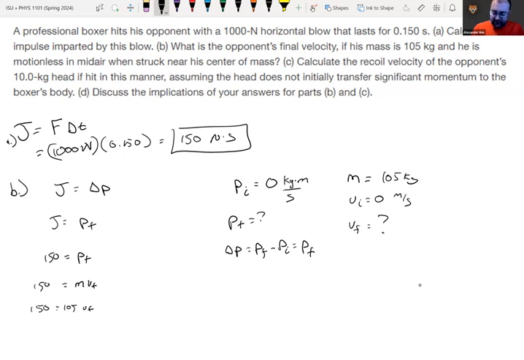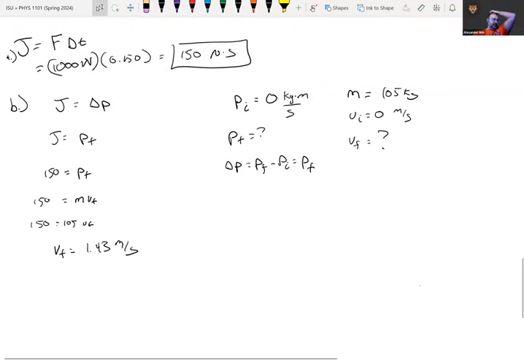And then dividing both sides by 105, we will get v final is, and it's going to be a little bit less than 3/2, or 1.5. It's 1.43 meters per second. Okay. So yeah, it moves him a bit, but it's nothing huge, nothing terrible.